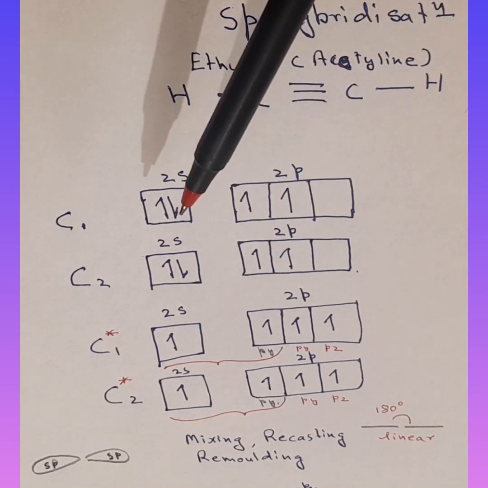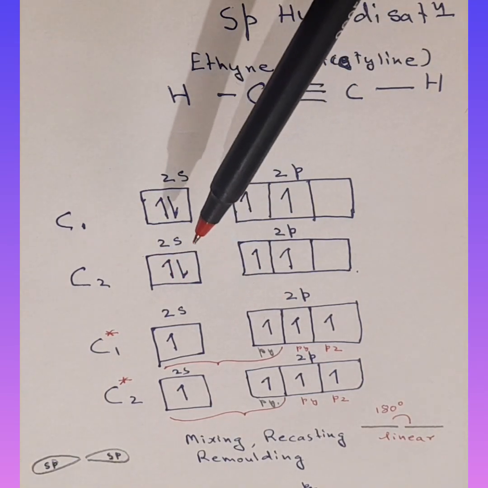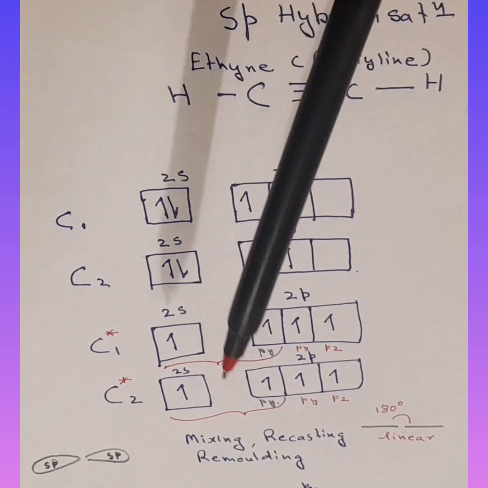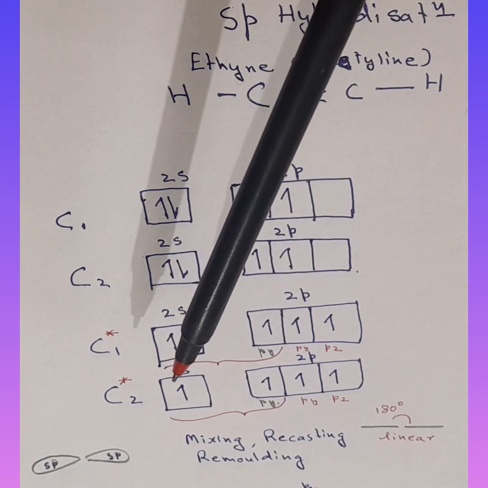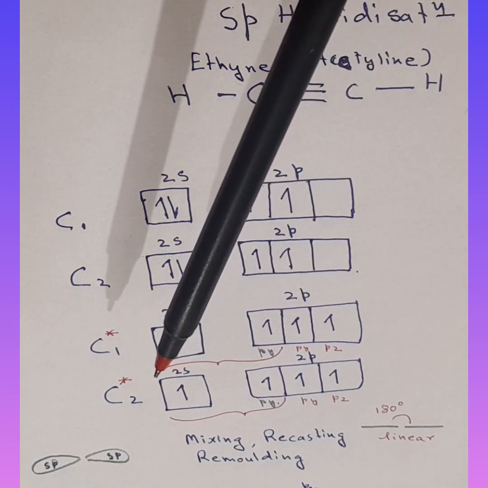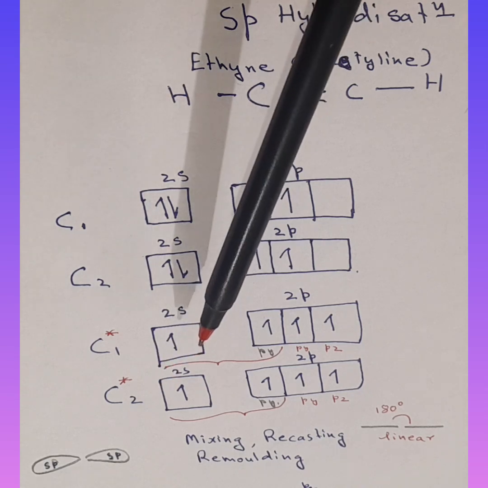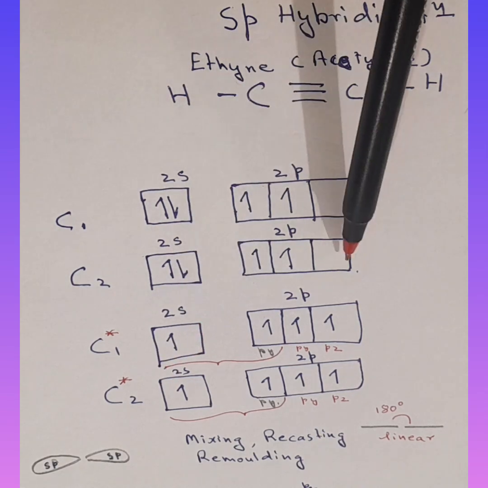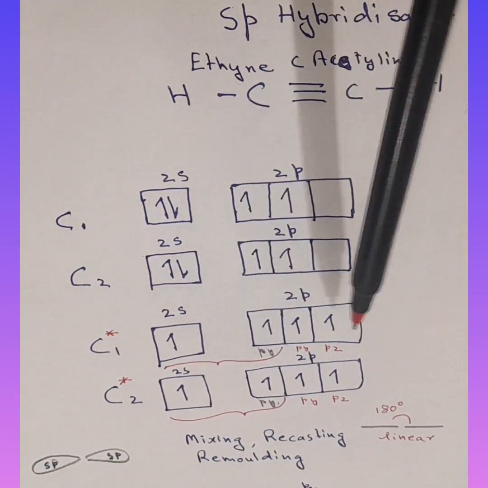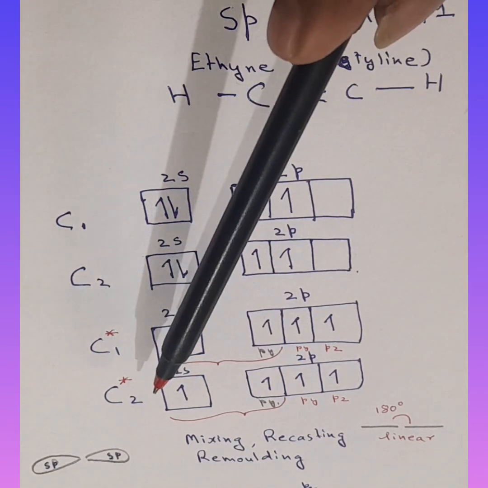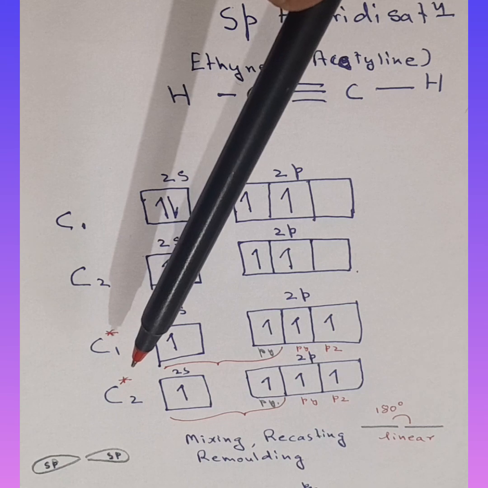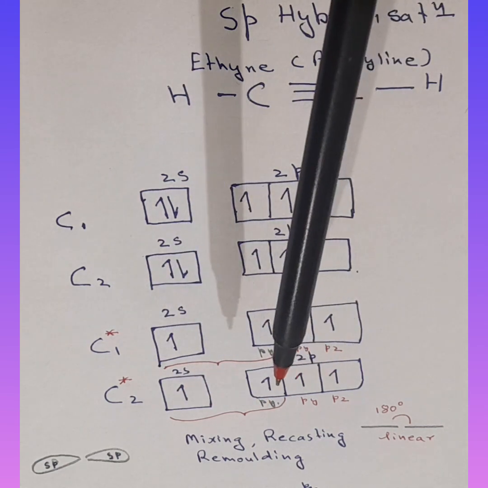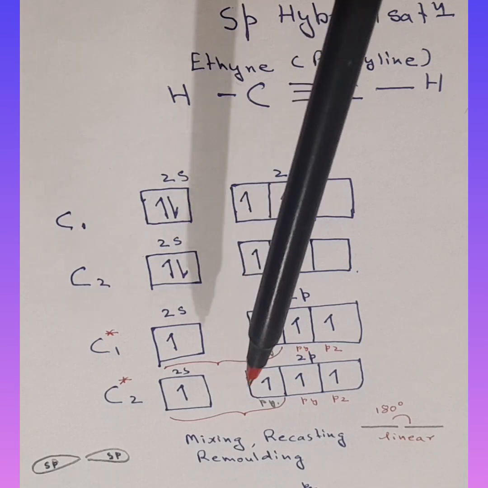Now I won't be explaining C1 and C2, as I explained it earlier. These are the ground state configurations. This also I don't think needs explaining, as I have explained it in my other two videos on sp3 and sp2 hybridization. What we saw is that one electron jumps to the empty pz orbital. Again, here we need C1 and C2, as we saw in sp2 hybridization. The same process of mixing, recasting and remolding occurs. Here lies the difference.